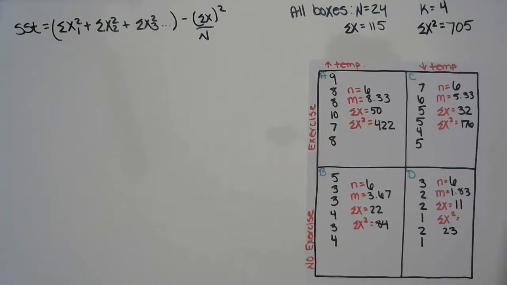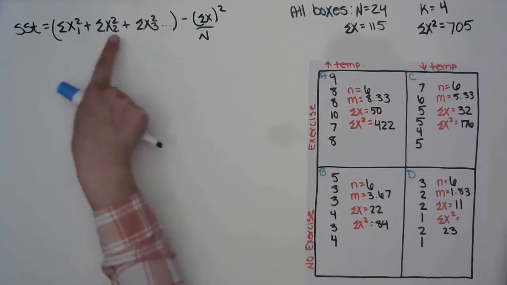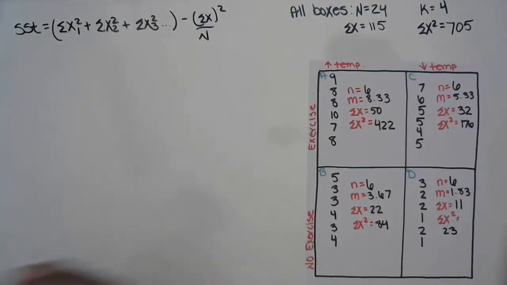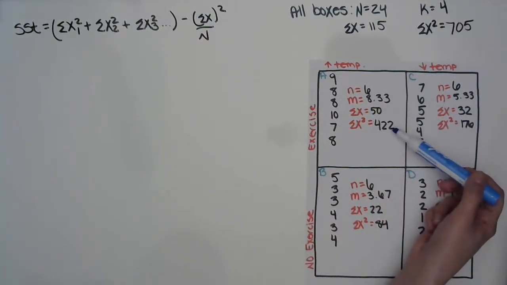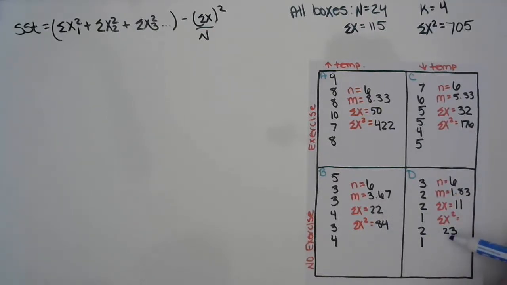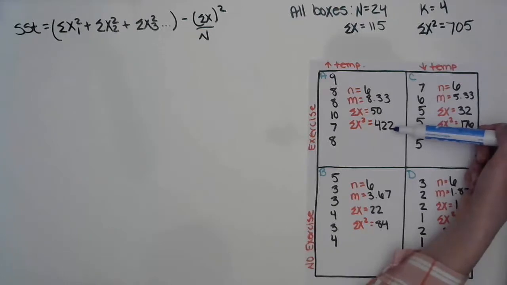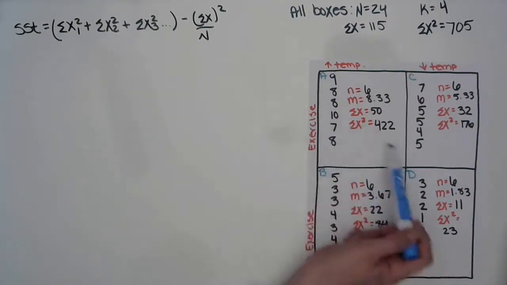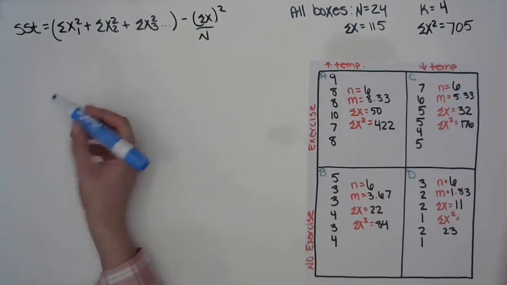Okay, so let's go ahead and solve for SST. If you look here, we've got the sum of the raw scores squared for group 1, group 2, group 3, and so on. You can go ahead and plug those in if you like. We've got 422, 84, 176, and 23. But we also added all those numbers up for this value here. So you can do that two ways. You can plug in all the numbers directly from here to here and then add them up, or you can just use this value that we've already added up.